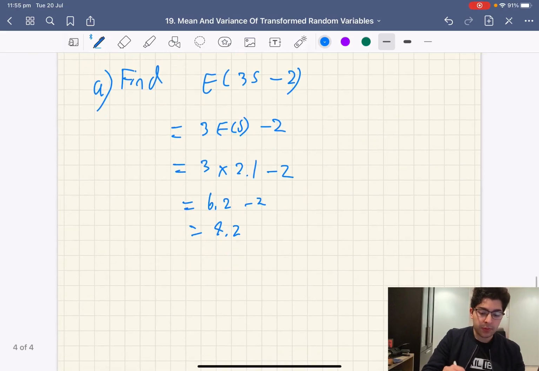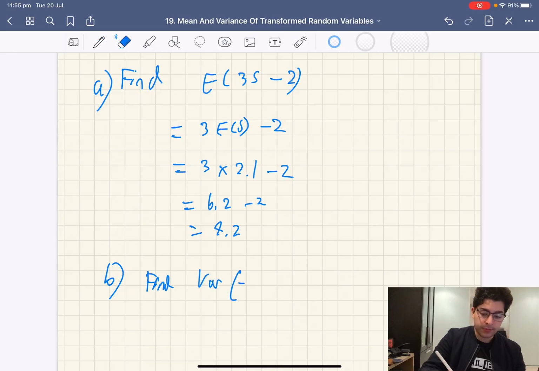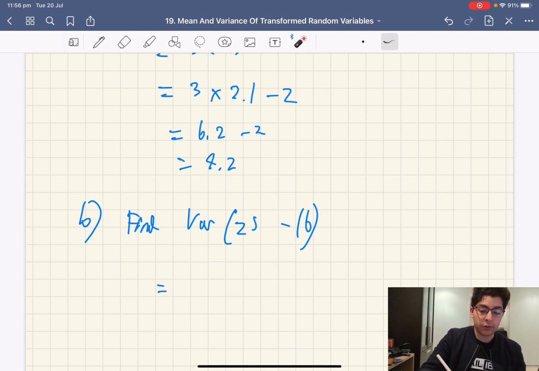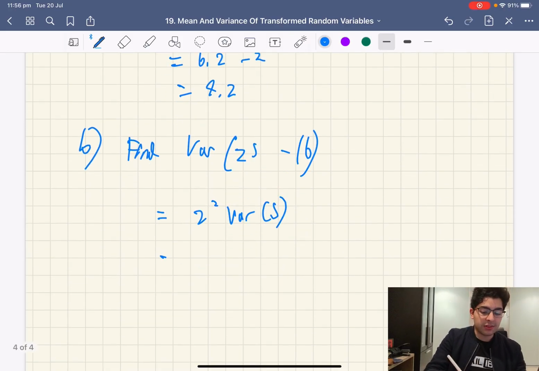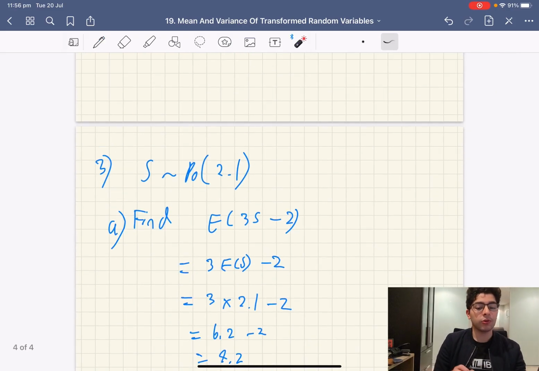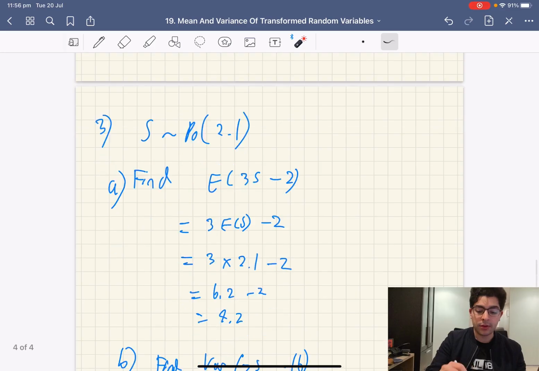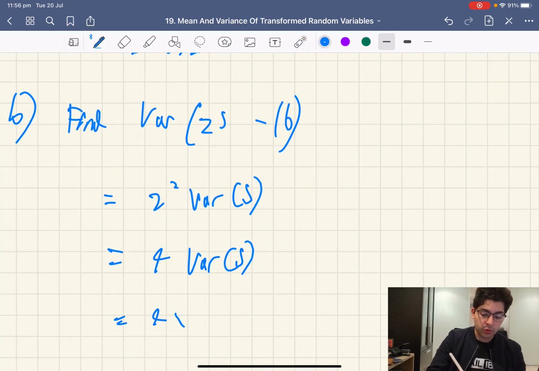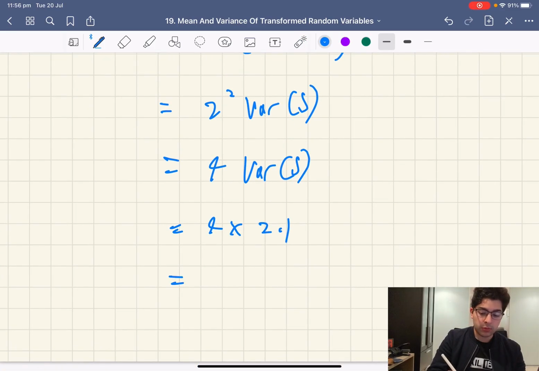That's for part A. Now for part B, if I said find the variance of 2S minus 16, we once again use the formula. We pull the coefficient of S to the outside and square it, so 2 squared, variance of S, and we don't worry about the minus 16, it doesn't matter. So that's the same thing as 4 times the variance of S. Now the variance of S, as you may recall, in a Poisson distribution, is also just the parameter. So we just put in 2.1. 4 times 2.1 is equal to 8.4.